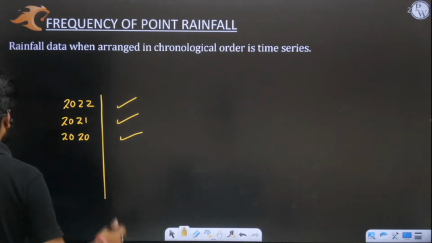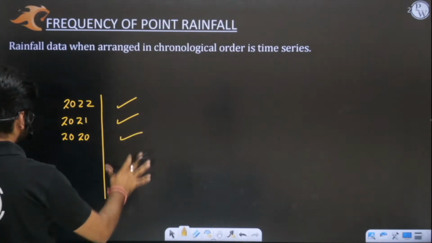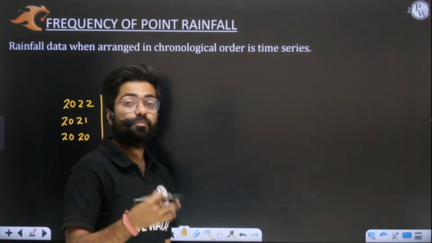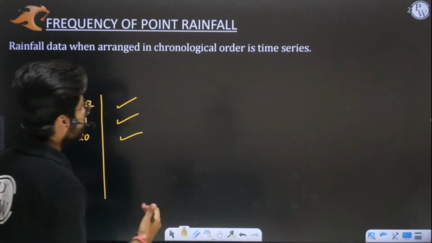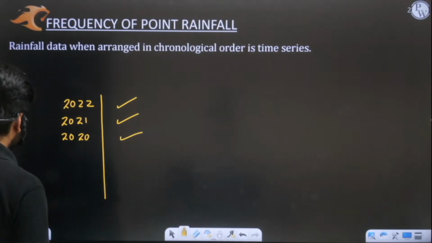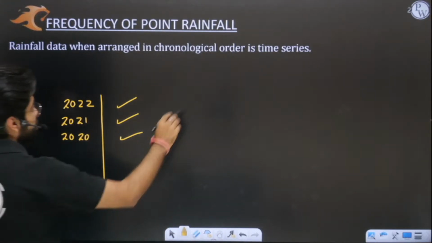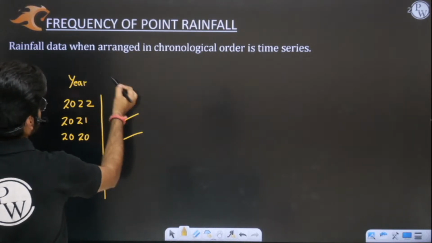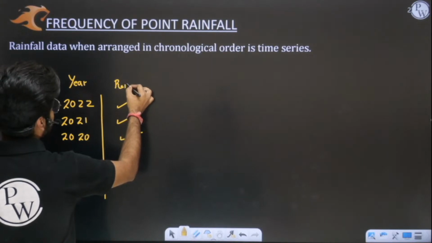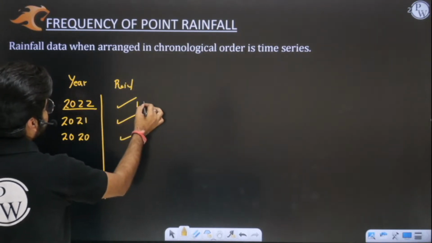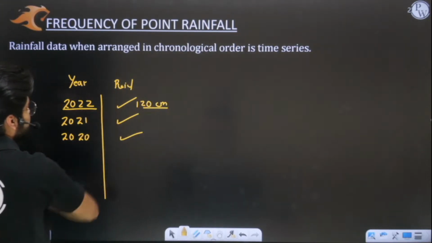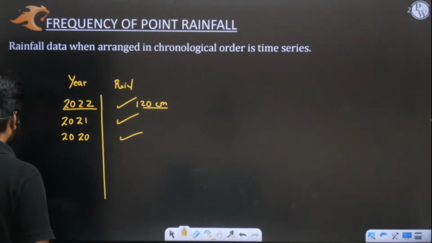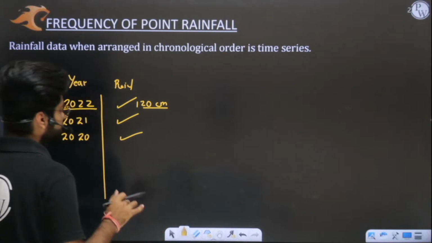If we have more data, then obviously the studies will predict better results. How exactly this is done, I am going to tell you today. I hope time series is very clear to you. Time series simply means that year wise we have certain rainfall data. Let us say in 2022, 120 centimeters of rainfall was witnessed at a certain place. Like this you have data.